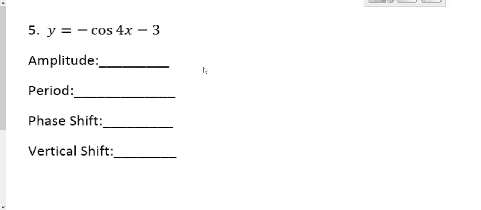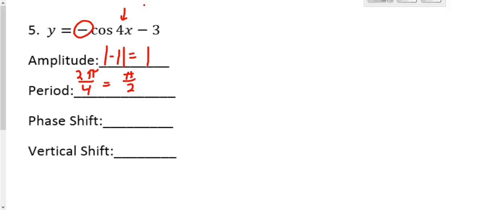So the amplitude comes from the number in front. We do have a negative, so we need to make sure we take an absolute value. I don't see a number there, so that means that there's a 1. So the absolute value of negative 1 is 1. The period is affected by the number in front of x. So this is 2 pi divided by 4, which simplifies to pi over 2.